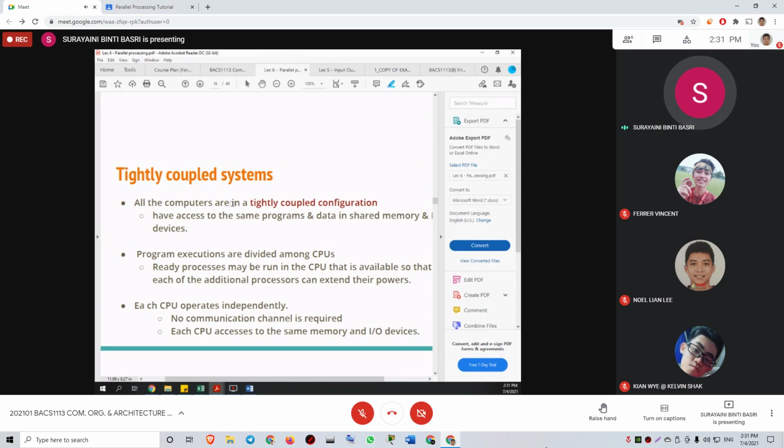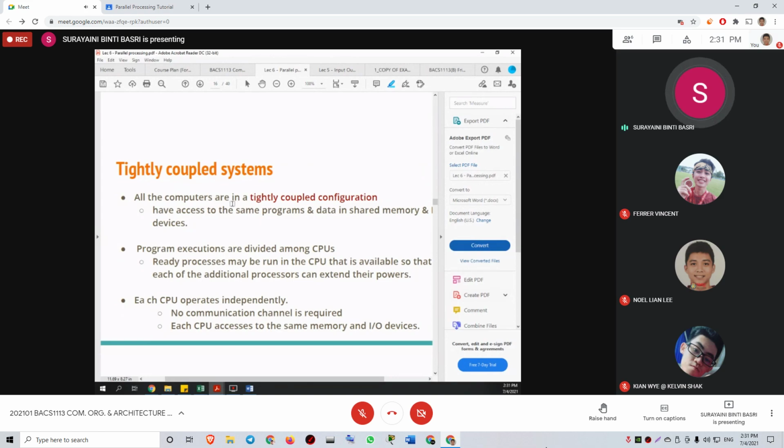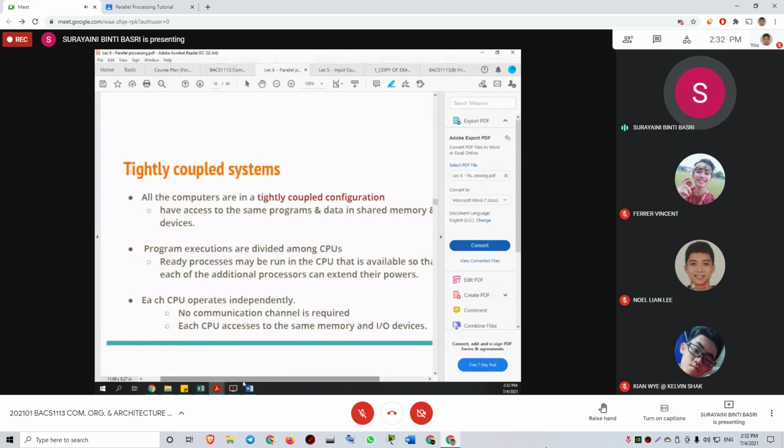So we proceed to the tightly coupled system. The tightly and loosely coupled systems are actually the approaches of how the multiple processors are arranged or organized in your computer. All the computers we are using now use the tightly coupled configuration.